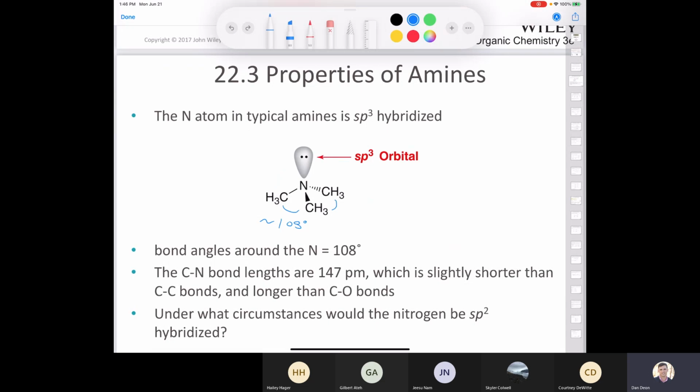Now notice that the carbon-nitrogen bond lengths are slightly shorter than carbon-carbon bond lengths, which are around 153 picometers, and longer than carbon-oxygen bond lengths, which are around 143 picometers. So they're kind of somewhere in between, okay? Now it says here, under what circumstances would the nitrogen be sp2 hybridized?